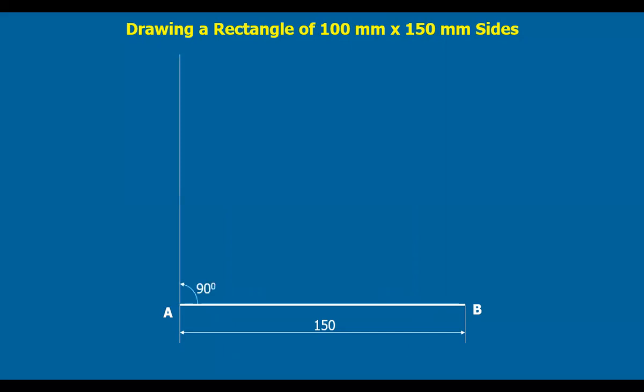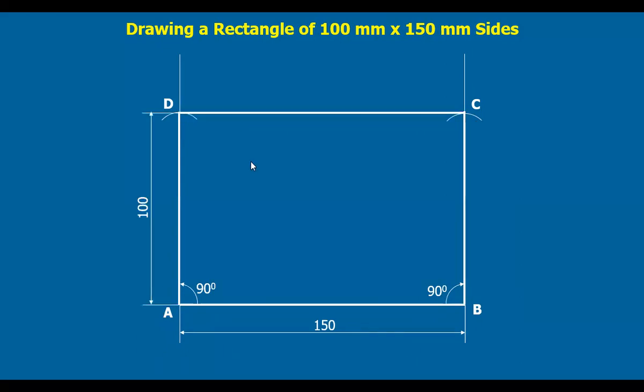Draw a perpendicular at A and also at B. Mark 100 mm here from A and from B. This is 100 mm and this is also 100 mm. You get C and D. Join them by a line. This is 100 mm. By joining C and D, you get the required rectangle.